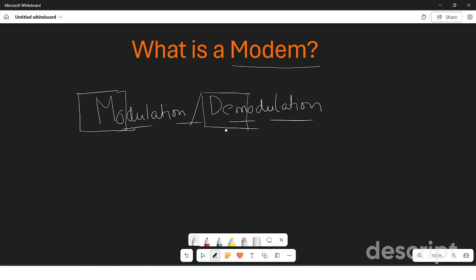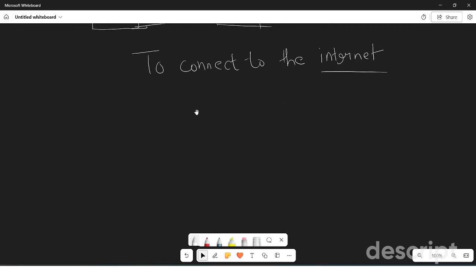Now, please understand, we require a modem to connect to the internet, basically. That's the reason why we require a modem, to connect to the internet. Now, let me just slide this up a bit. And now we are going to understand the modulation and demodulation.